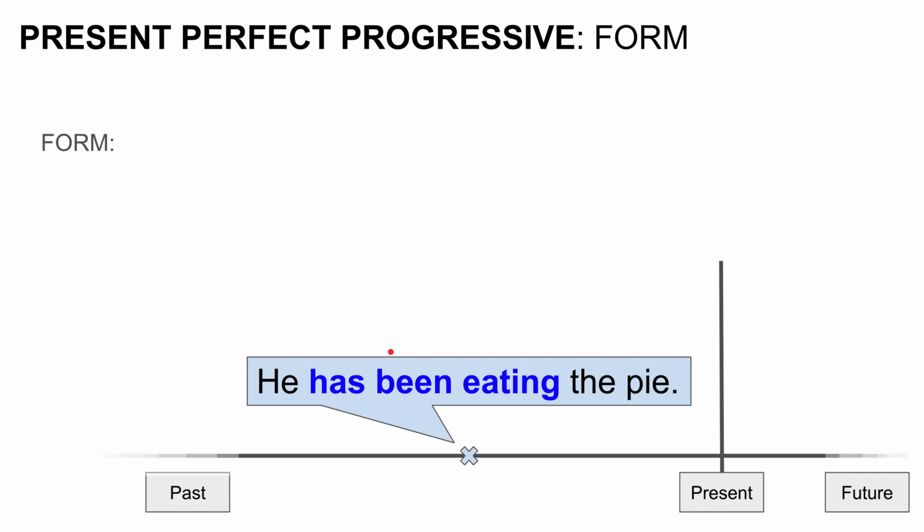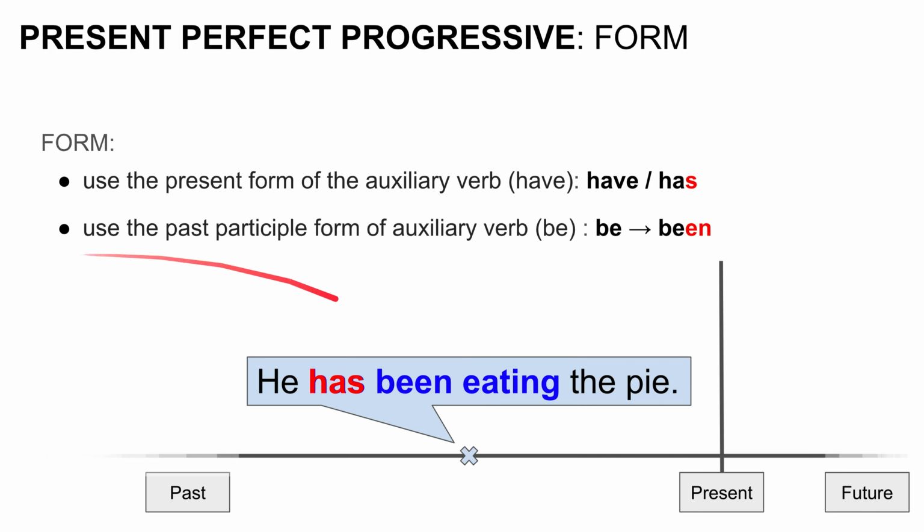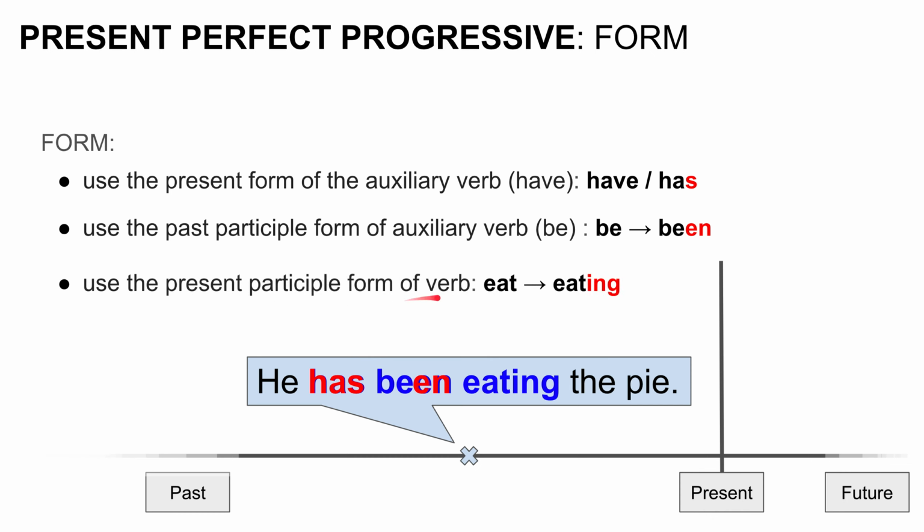And let's look at the form of the present perfect progressive. The present perfect progressive is a little bit different from the present perfect. Again, we use the present form of the auxiliary have, has. So he has. And we use the past participle form of the auxiliary verb be, so be, been. And lastly, we use the present participle form of the verb: eat, ate, not eaten, but eating. Okay, present participle form, eating. He has been eating the pie.